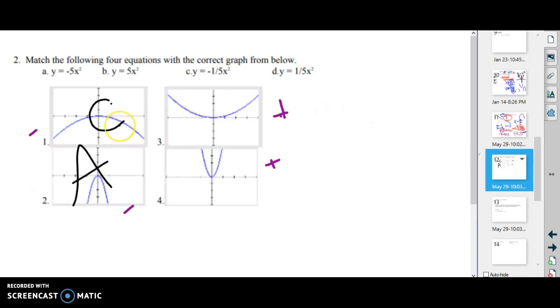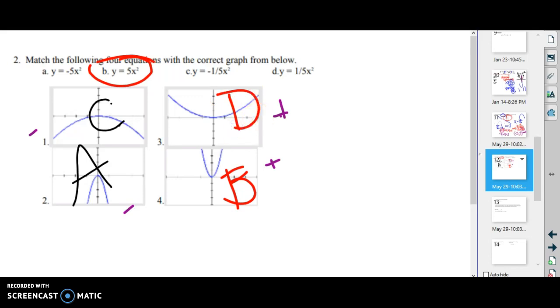Okay, so that, yep, that's C. Now, if that's the case, B, is that going to be the thinner one or the wider one? I think it's going to be the thinner one, so this will be B, and this will be D.